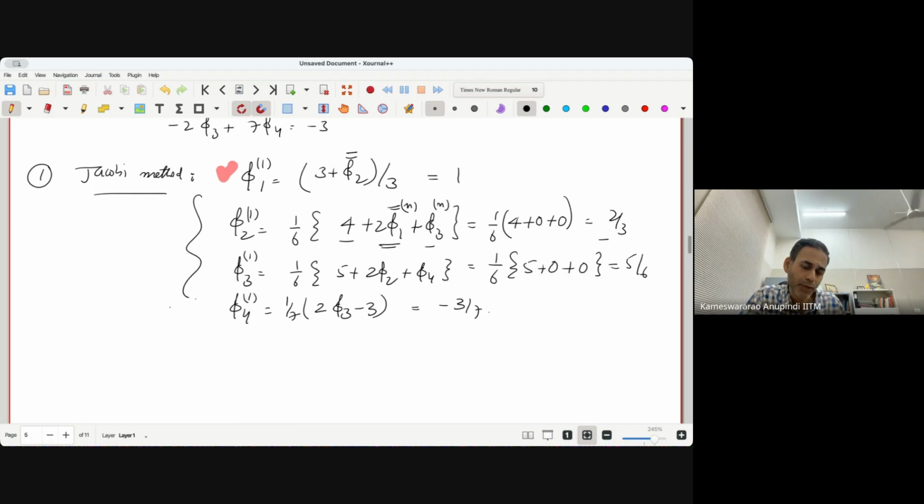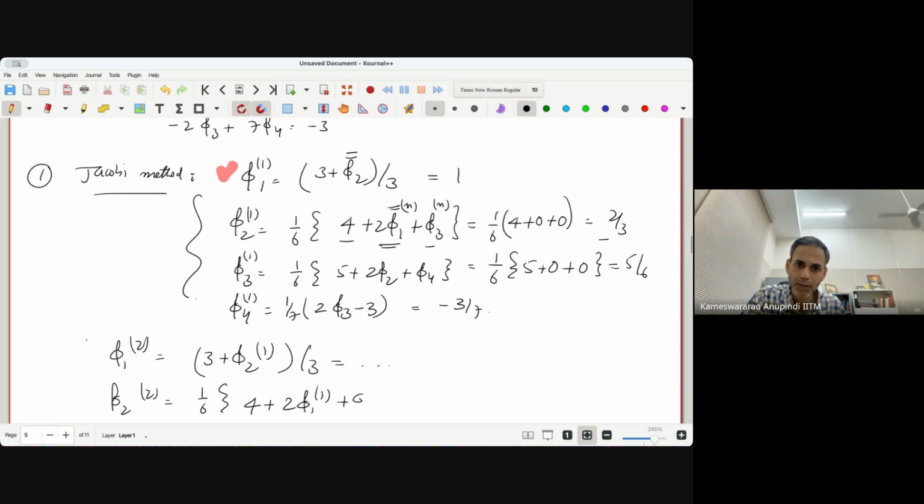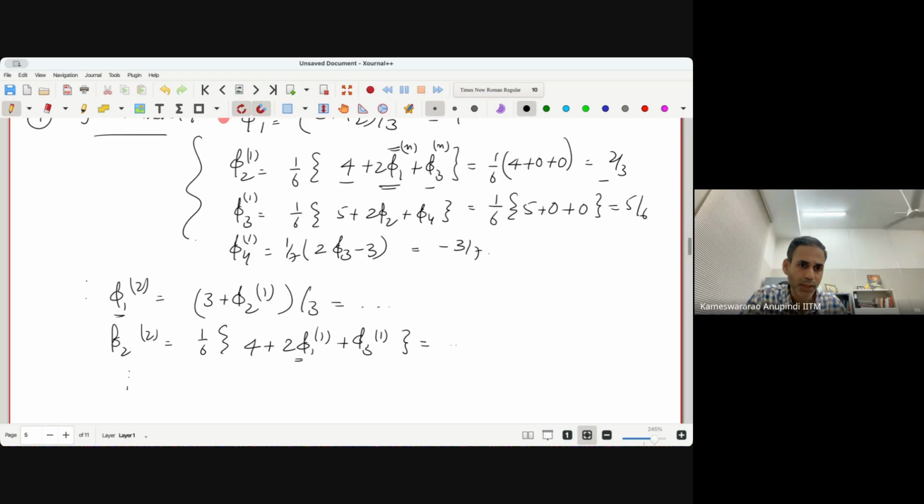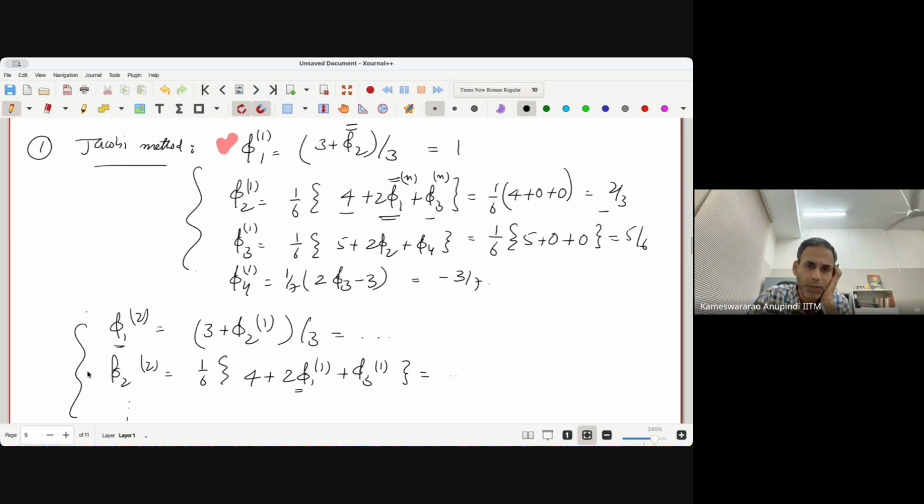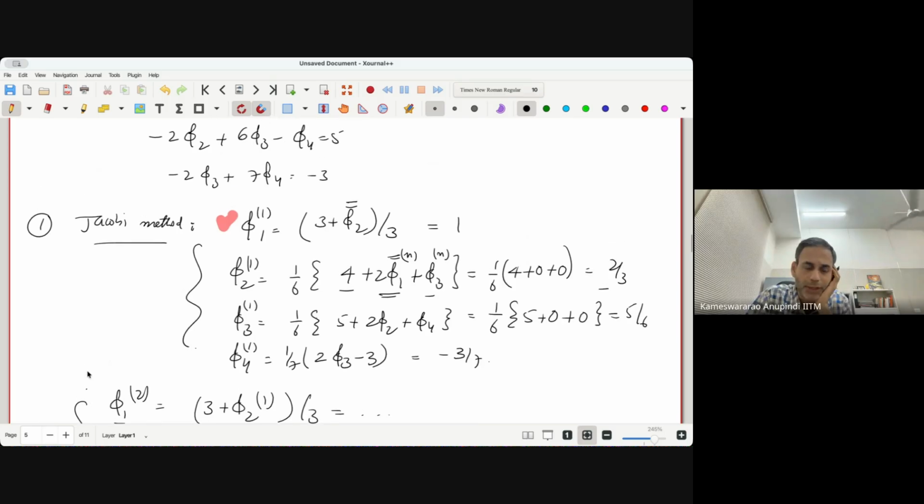Of course, if you are asked, we have to probably do a second iteration. Then you can do the same thing. The equations are the same. So phi1 at the second iteration is going to be (3 plus phi2 at first iteration) divided by 3. Then phi2 at the second iteration is going to be 1/6 of 4 plus 2 phi1 plus phi3 at first iteration. Again, you realize that phi1(1) is what you're using here, not phi1(2). Okay, and so on. That is how you can perform the iterations. If I ask you to do 3 iterations or 4 iterations, you can do it like this. Fine, so that is the idea.